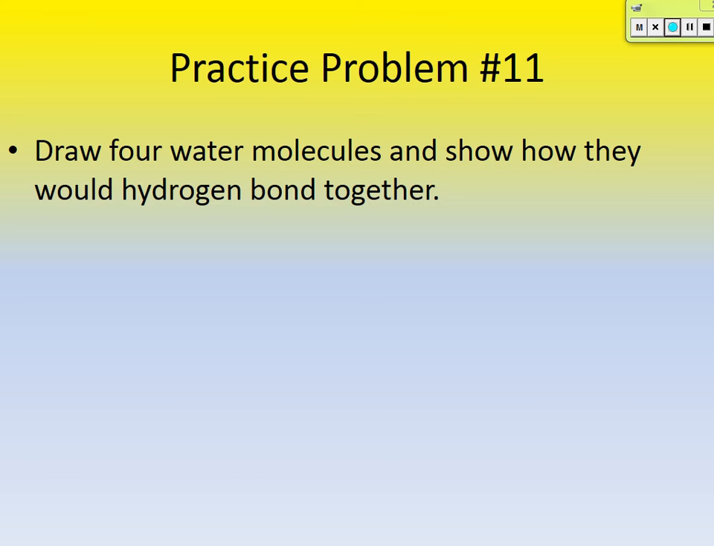Okay, practice problem 11. Let's see if you guys can do this. It says draw 4 water molecules and show how they would hydrogen bond together. So I want to see how they were going to align and how they would form hydrogen bonds between them. So let me see if I can give you a few minutes to do this. If you're watching the video, please hit pause and try it on your own first.